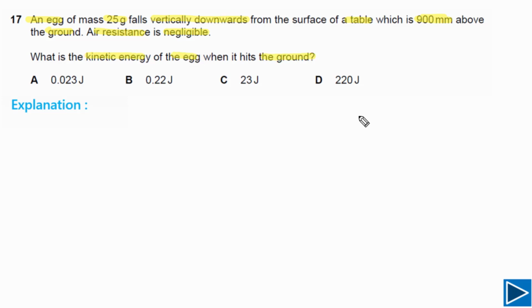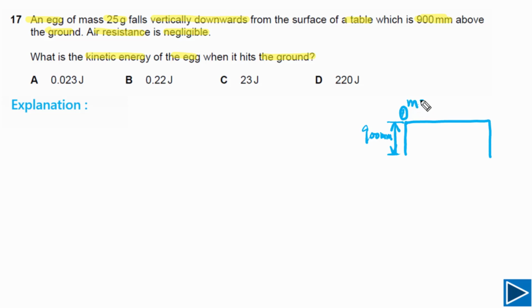This is a pretty straightforward question, but the best way to answer this type of question, or any question in physics, is to sketch. First of all, let's try to sketch so you can see a clear picture of this problem. For this question, there is a table and the egg is at the edge of the table. We can simply say this is the egg. The height of the table from the ground is given. This is equal to 900 millimeters.